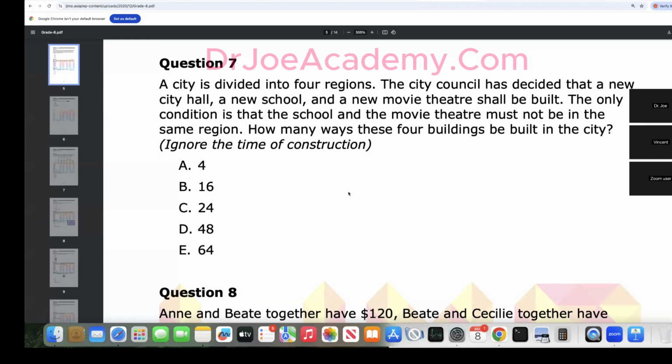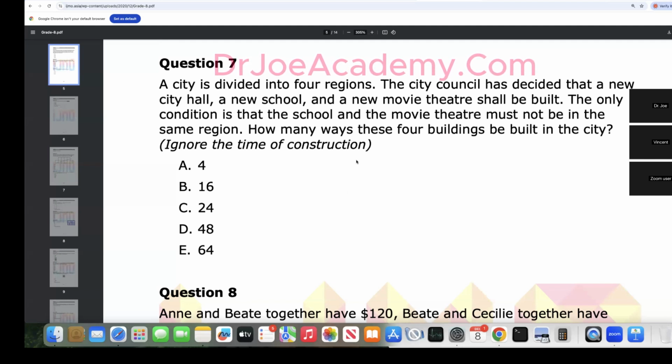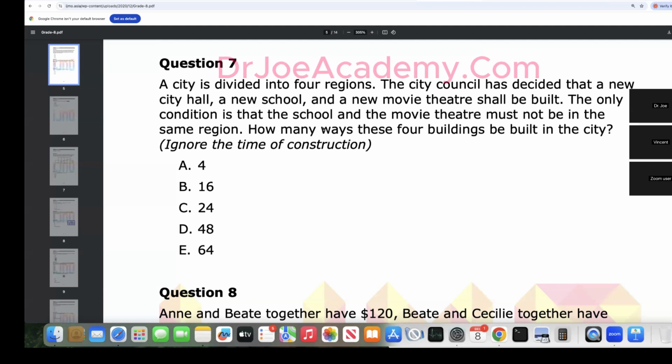I can't find the answer. Okay, because look, it said there's a new city hall, a new school, and a new movie theater. But it should not be in the same region. So 2 times 4, 8. Then one for the new city hall. Oh, there could be multiple city halls, right? No, there's only one new city hall, one new school, and one new movie theater. Yeah. So it cannot be A. I know it's not A, but I can't find it between B, C, D, E.